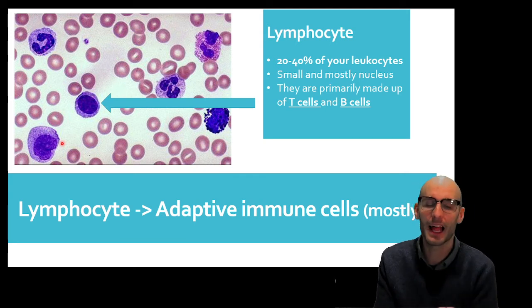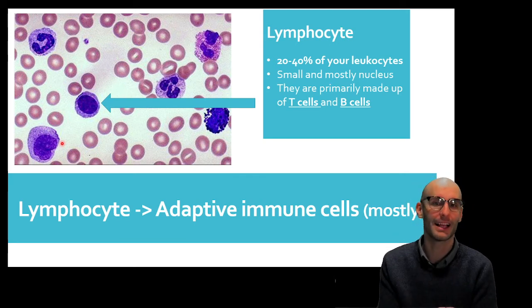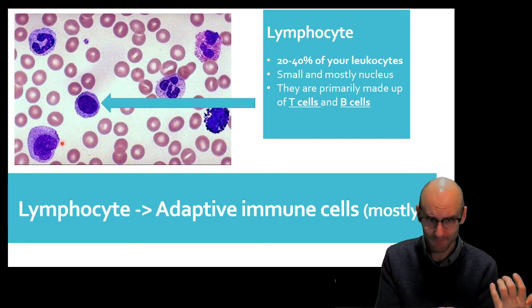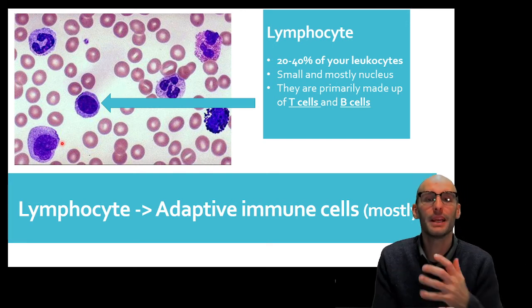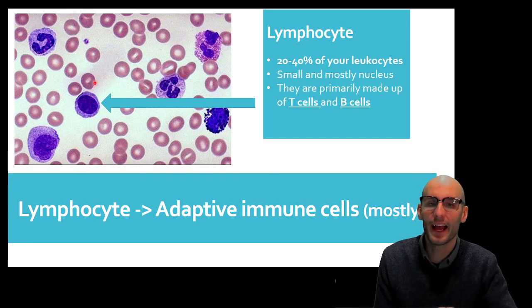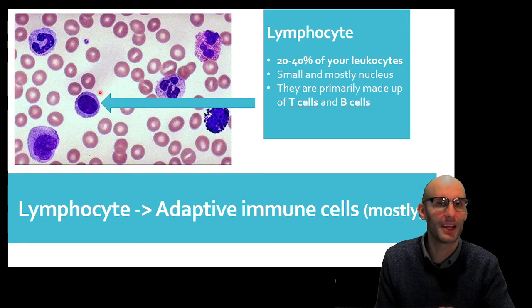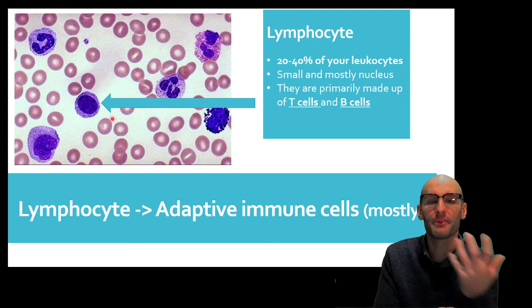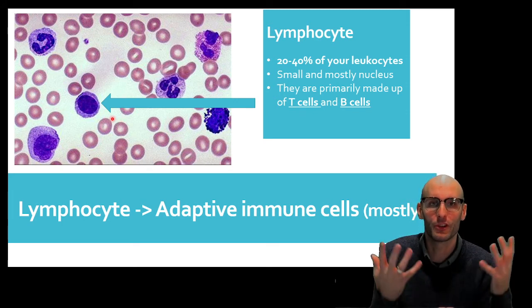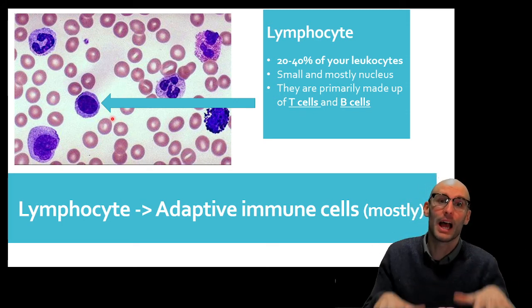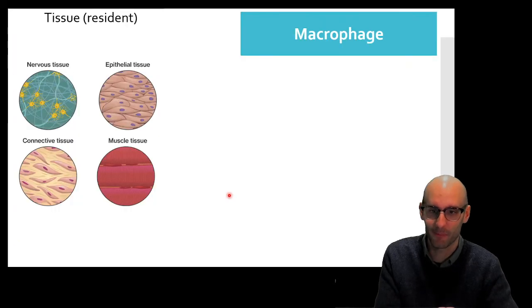Now, the rest of the white blood cells are lymphocytes, and these are 20 to 40% of your leukocytes, and they're mostly nucleus. They have this giant nucleus and a very small cytosol, and they're primarily made up of T cells and B cells, which are cells of your adaptive immune system, and I'll cover those in the next video.